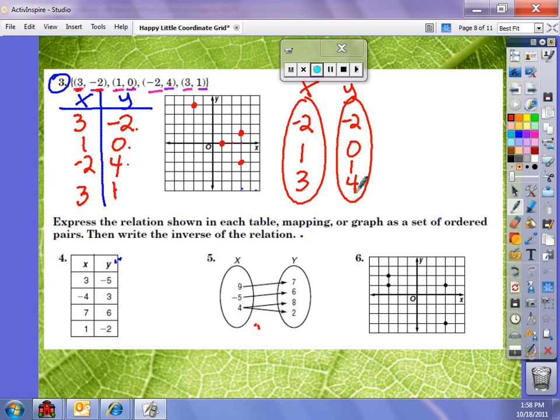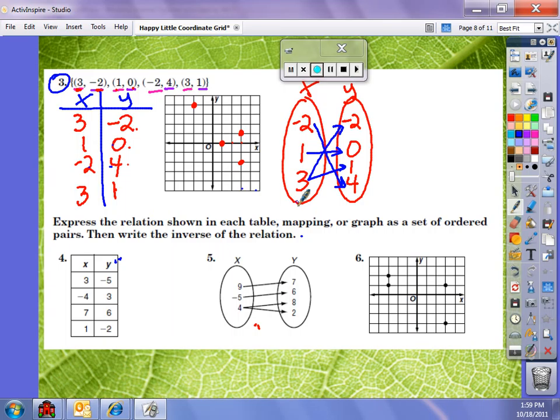From here, we're going to draw arrows to show which x goes with which y. So -2 goes with 4, right? The ordered pair is -2, 4. So I'm going to take the -2 and draw an arrow to 4. 1 goes with 0, so I'm going to draw an arrow across. 3 goes with -2. And the last one is 3 goes with 1. So notice this 3 has 2 arrows going out of it. So here it is listed as a mapping.